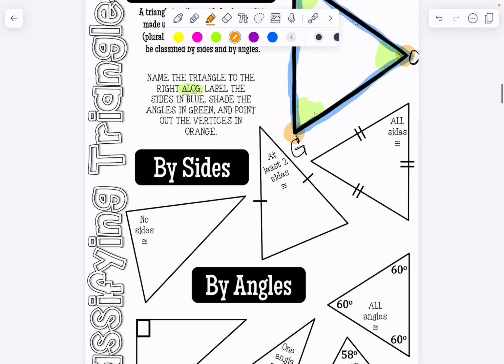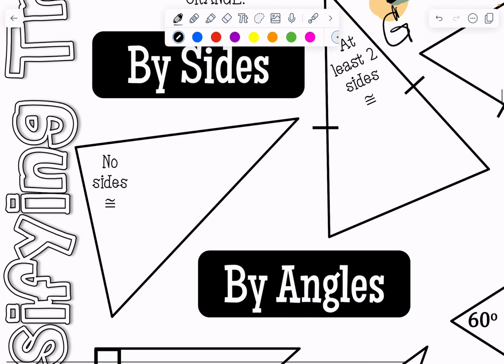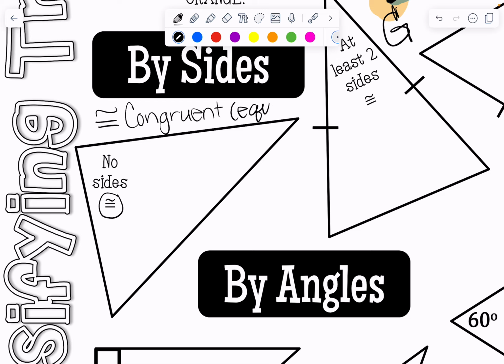So a couple of ways that we can classify our triangles. We can classify it by the sides. So here it says no sides, and then you see this funky little symbol. It's the equal sign with like a little wave on it. This symbol is the congruent symbol. So what this is saying is we have no sides congruent, which again, we should know means equal. All right. So if we have a triangle that has no sides that are equal to each other, we call that a scalene triangle.